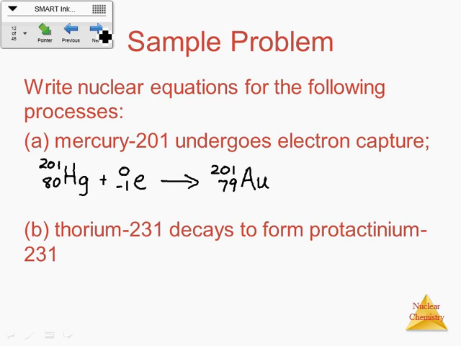Okay, next one, thorium-231 decays to form protactinium-231. So thorium is Th. Let's see if we can find it on here. Atomic number of 90, mass number 231, and that's going to decay to form protactinium. So let's leave ourselves some room here, because this one's not actually telling us how the decay is happening. We've got to figure that out. So protactinium.